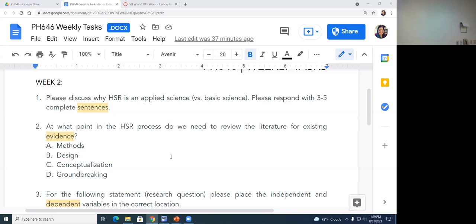Okay. So the answer is C. And that is also in the chapter. But as we look through the process of HSR, we know that this is important. By the way, this can also be used in basic science. But this is any information, really. But anyway, we know that this is important, right? We know that this is our goal.